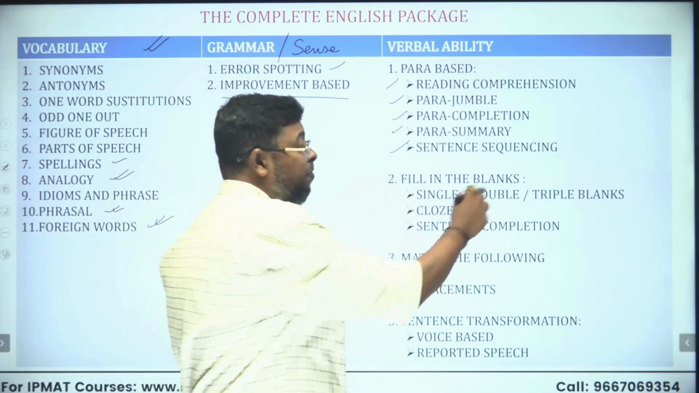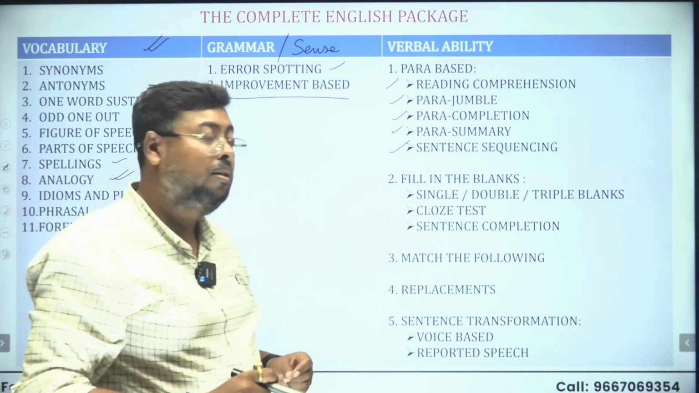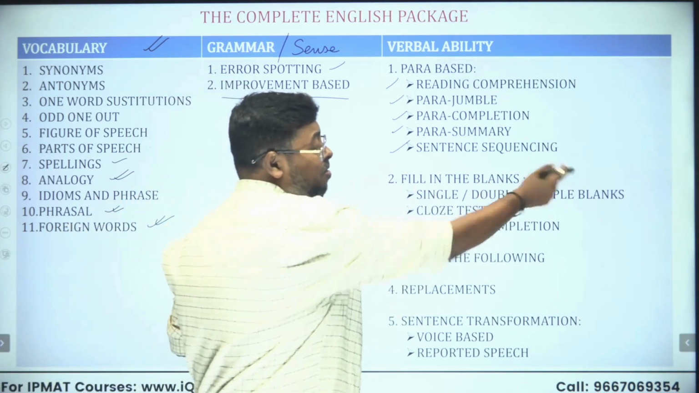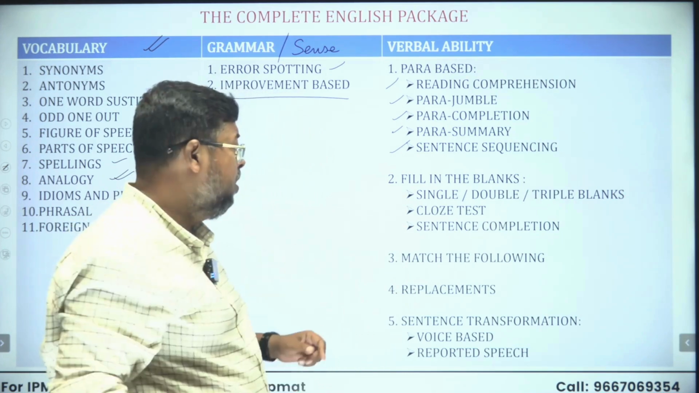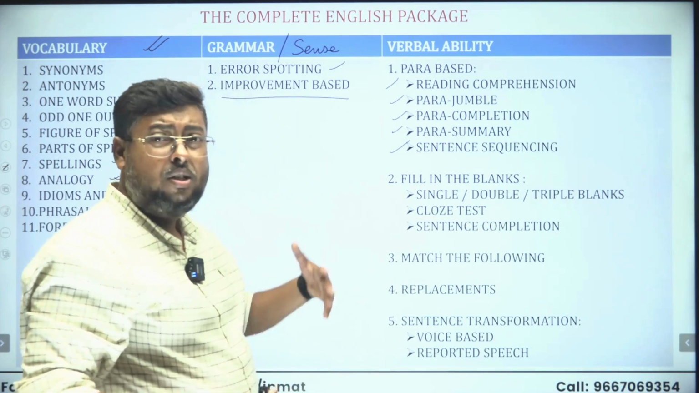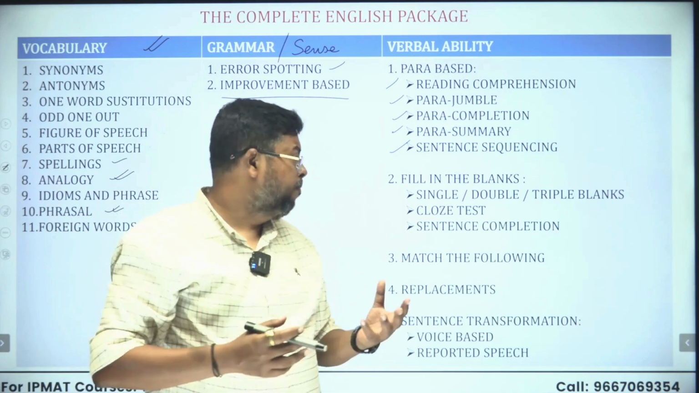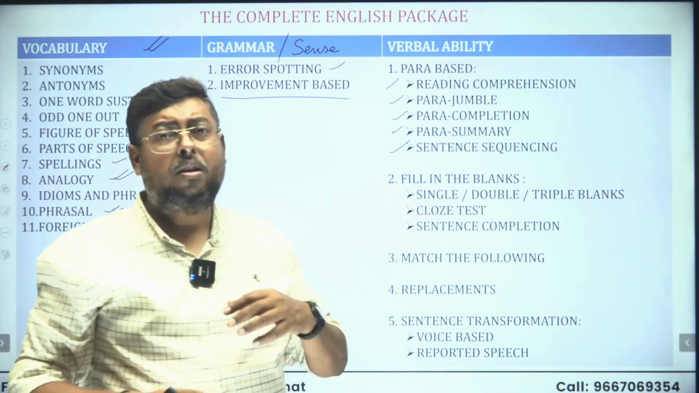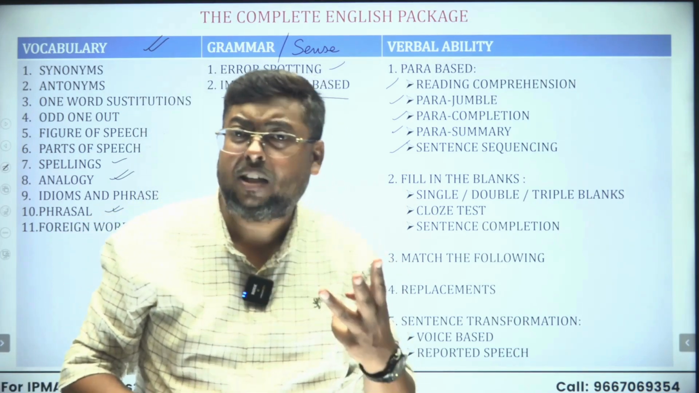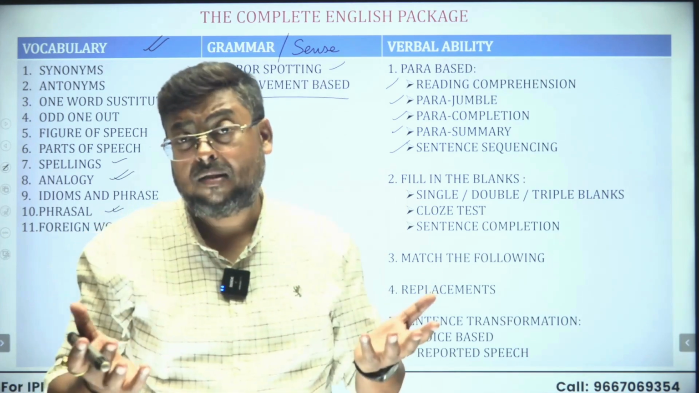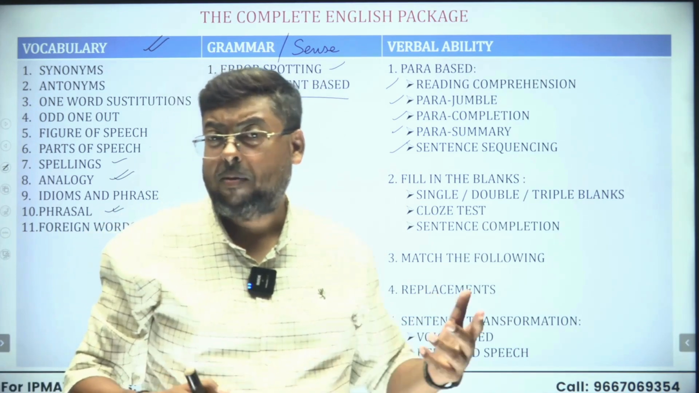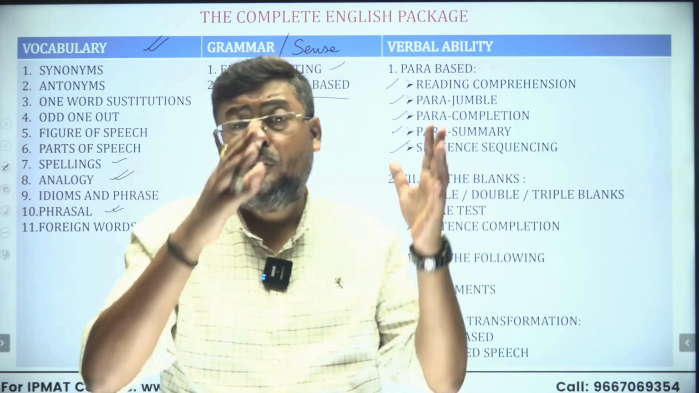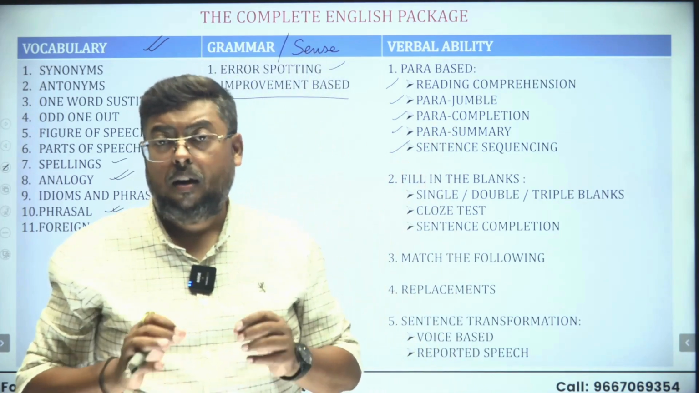Next, what do we have? Fill in the blanks. So what happens in a fill in the blanks? We have got single, double, and triple blanks, right? Then we have got closed test. Closed test is nothing but we have got a complete paragraph, and there might be somewhere around minimum 3 blanks, or it can go up to 10 blanks, and you need to find out what all would come across so that the whole passage, the whole paragraph would make a meaning out there.